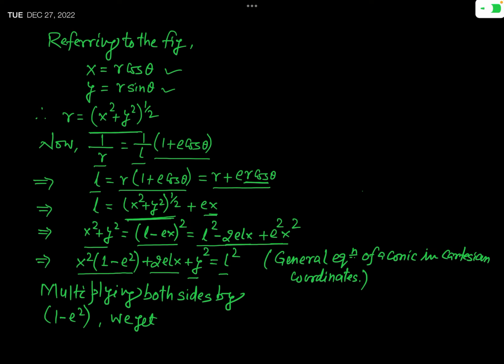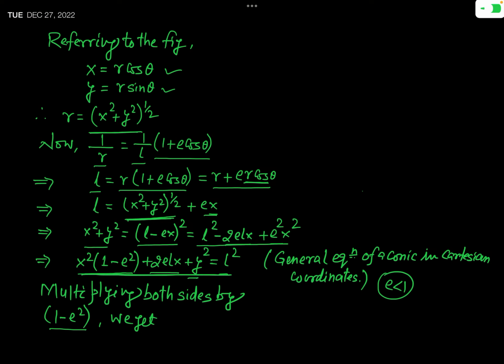Actually, this is the general equation of our conic in Cartesian coordinates. And this equation will represent an ellipse if the eccentricity is less than 1. For that, we simply multiply this equation, which we have obtained here and which I am just underlining, on both sides by the factor 1 minus e square.